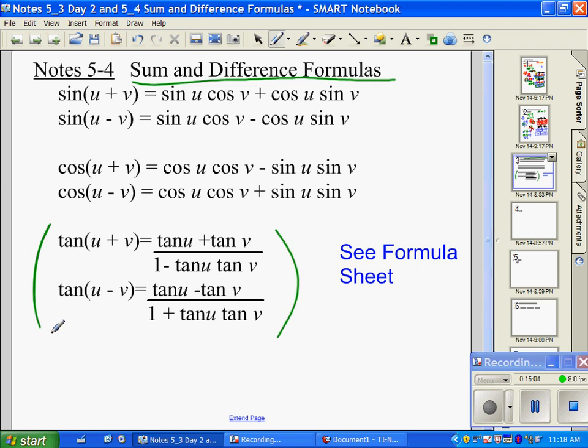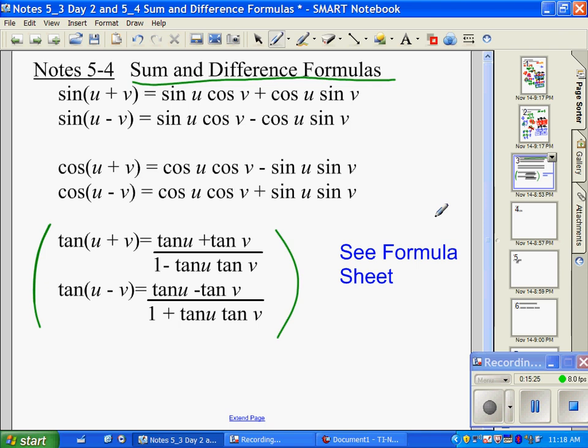The sine ones, the first thing you notice is that you cannot distribute a trig function. That does not make sense. So you can't just say sine of u plus v is sine u plus sine v. Instead, the sum and difference formulas have sine and cosine in them. So how am I going to memorize this? Well, you need to look for patterns.